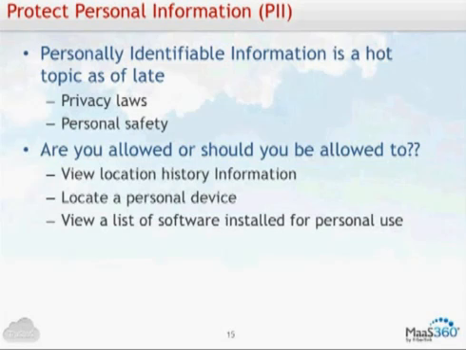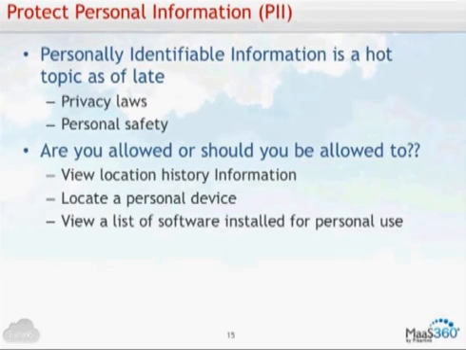Moving on to step 5 is to protect your personal information or protect your employee privacy. Personally identifiable information is information that can be used to identify, contact, or even locate a person. Some privacy laws prevent corporations from being allowed to collect or view this data.